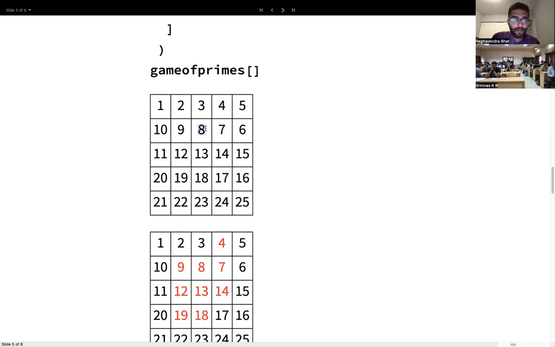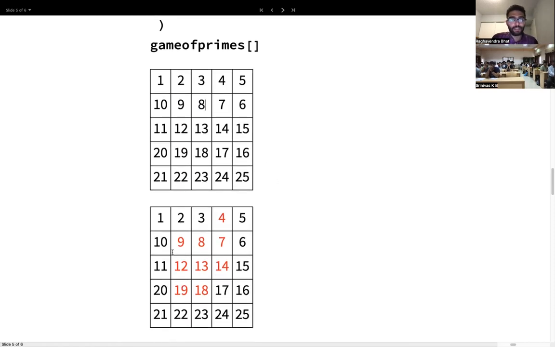There is a number 8. Okay, it's a composite number. It is surrounded by 2, 3, 7, and 13. So it is surrounded by at least 3 prime numbers. So in the next iteration, it becomes red. Okay. Now we look at this particular iteration.